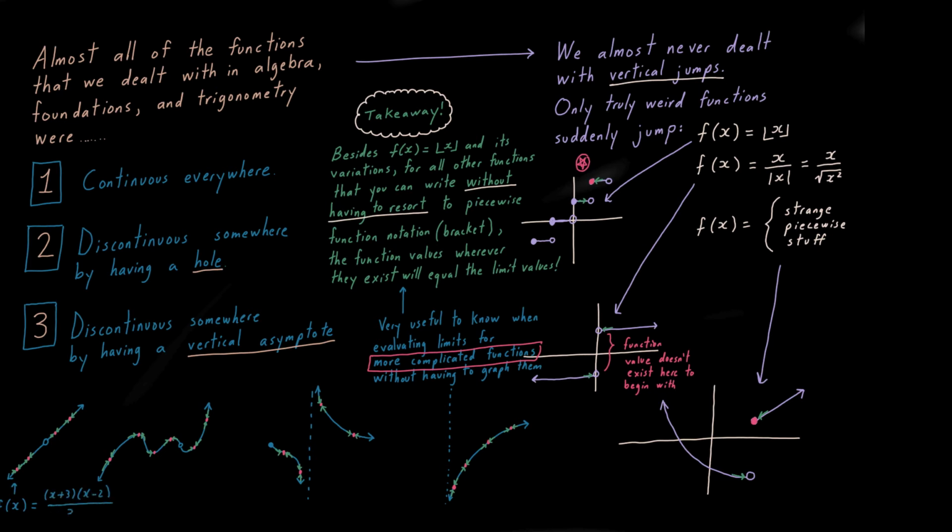For example, this line up here could be x plus 3 times x minus 2 all over x minus 2. That polynomial with a hole could be something nasty, something whose graph we don't know off the top of our heads. But we know that it does not vertically jump wherever it exists, wherever it is defined. Therefore, wherever it is defined, left limit will equal right limit, will equal function value by that nifty takeaway.